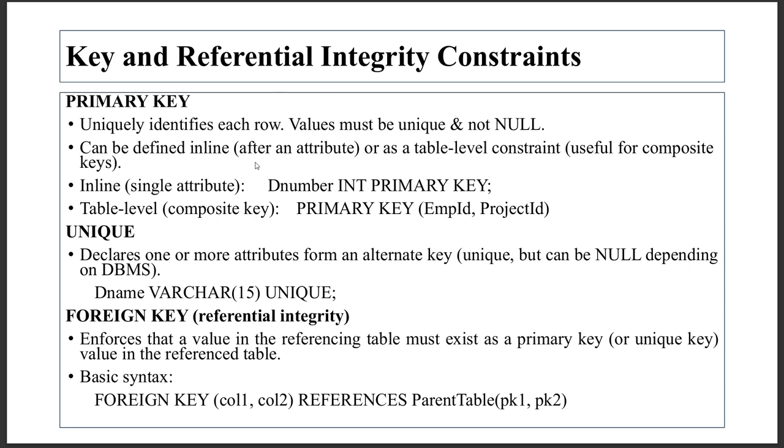Now, unique means it can store null values also, but the condition is it should be unique, meaning all the values should be distinct. There should not be any redundancy. Now coming to foreign key, that is your referential integrity constraint. This deals with two tables. Which one I am considering as the foreign key and from which table I am taking the reference. Here this is the example.